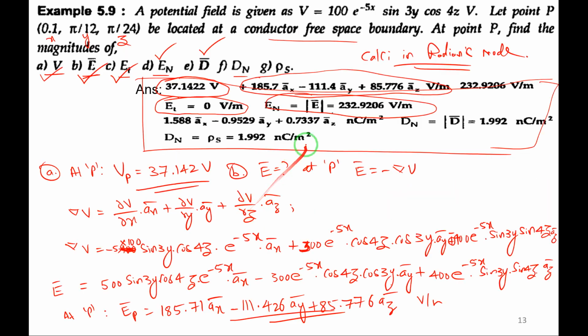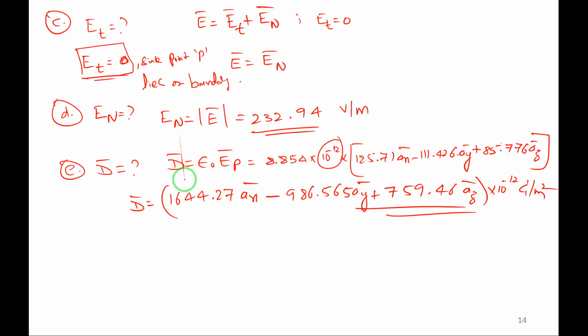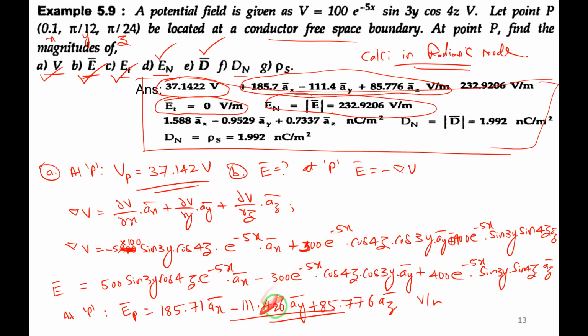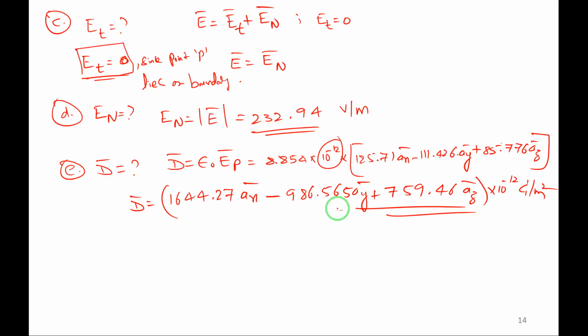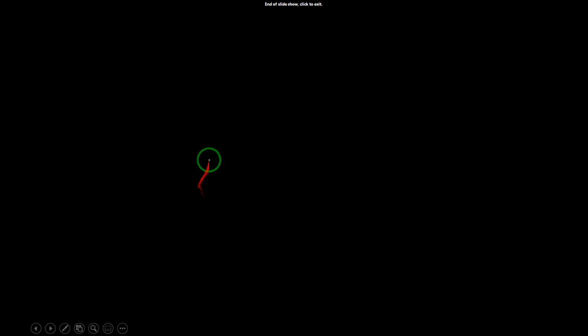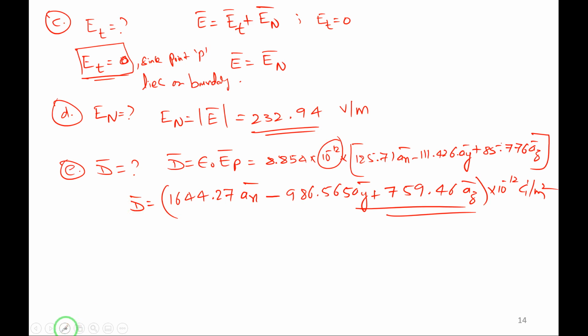Just check it. Yes, they have given only magnitude of D vector. I think it is 1588, but I am getting 1644. Just check it. The multiplication is correct, I have not missed anything. Maybe this answer may be wrong. This answer is correct because the calculation is correct here. Or else you try to do it once again.